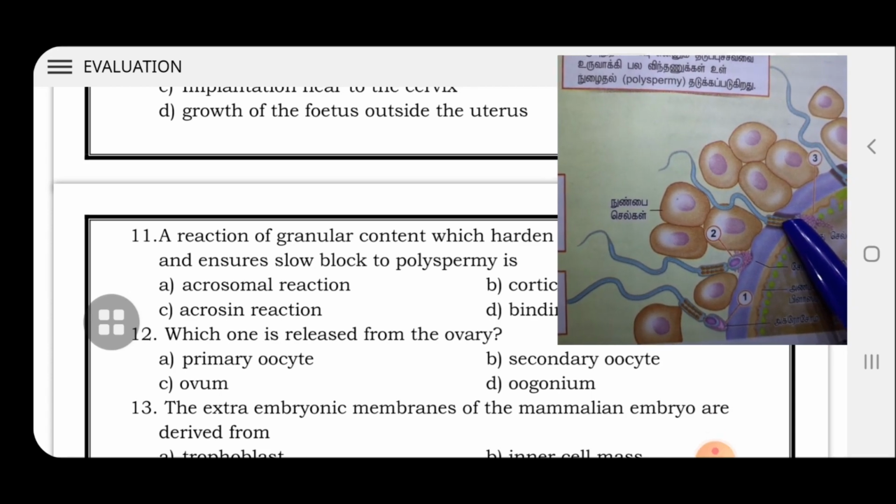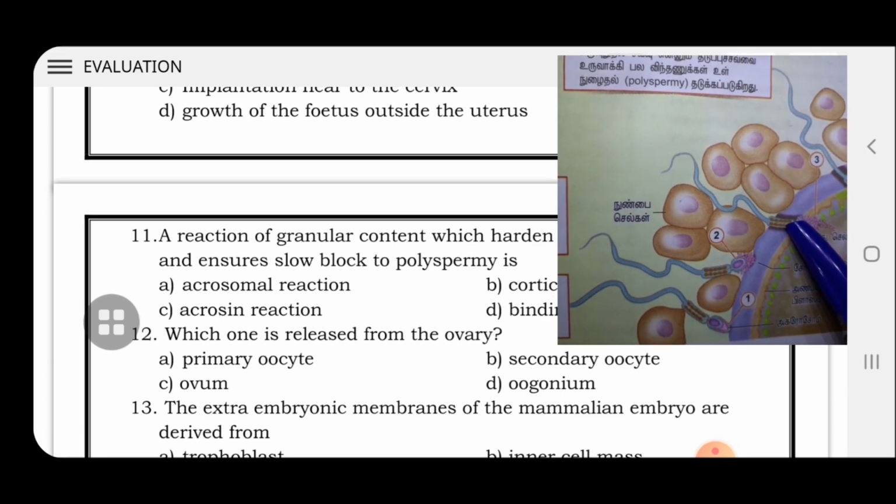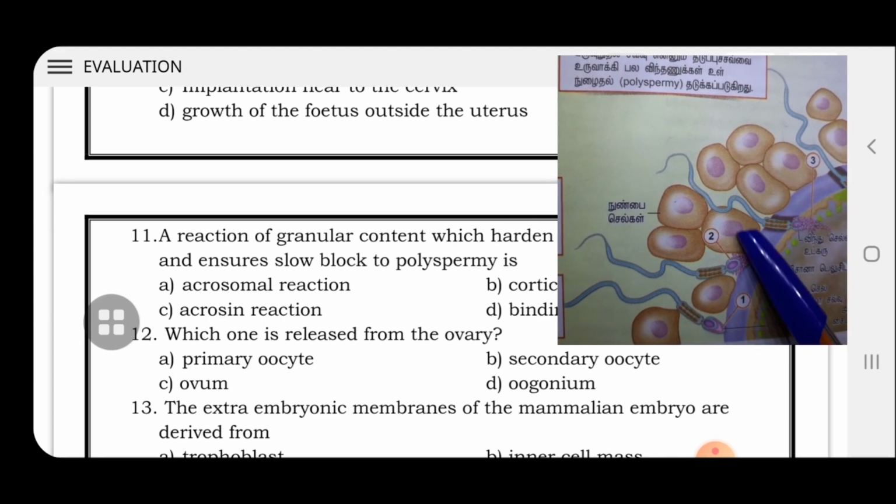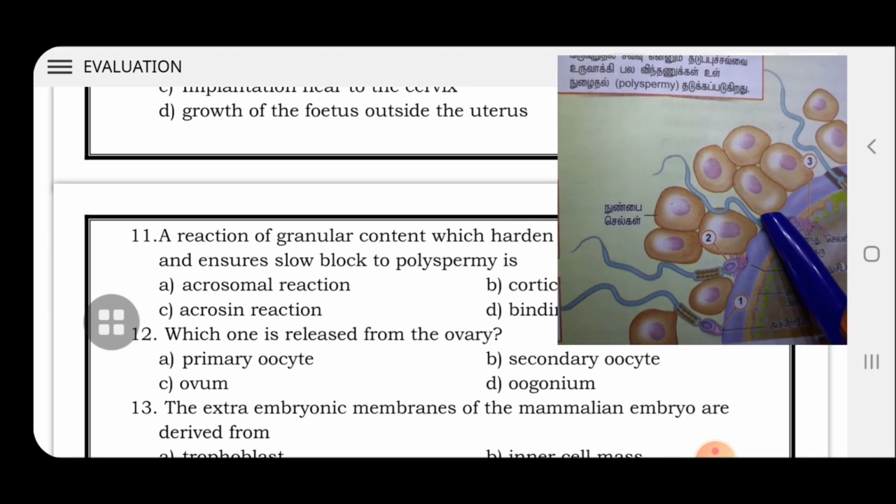That contains the content mainly made up of hydrolysis, which helps to lyse the egg membranes. So this process is called the acrosomal reaction. So here the answer is not acrosomal reaction.